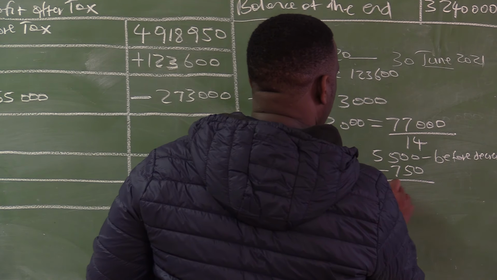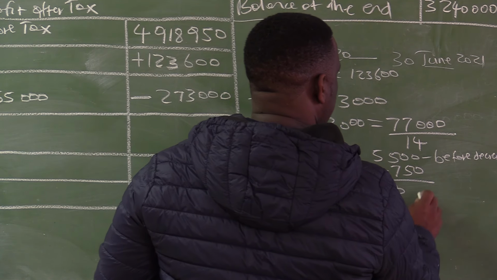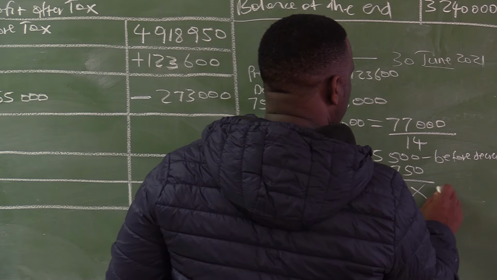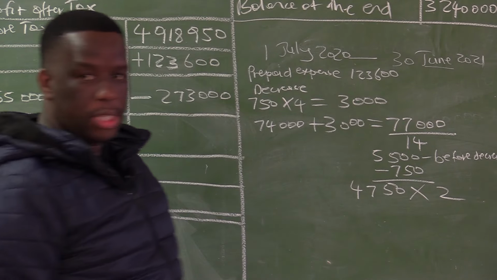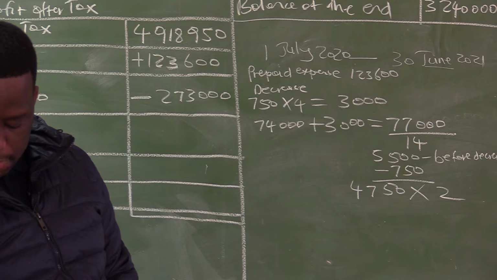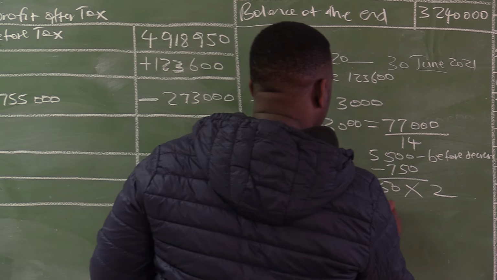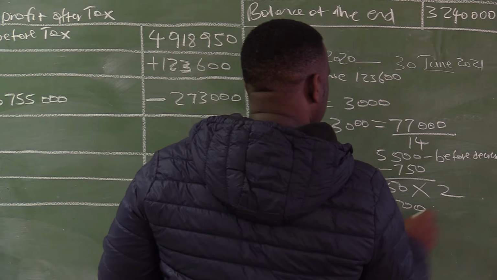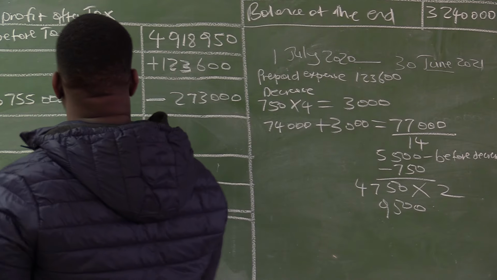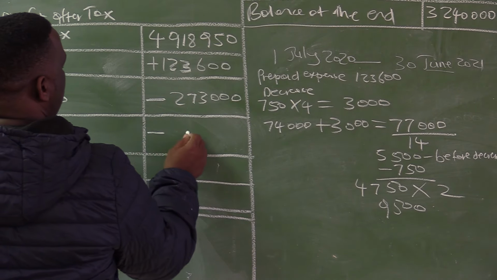Our rent is now 4,750 per month, and the income received in advance is for 2 months. 4,750 multiplied by 2 equals 9,500. So the income received in advance is 9,500, which needs to be subtracted from our profit.